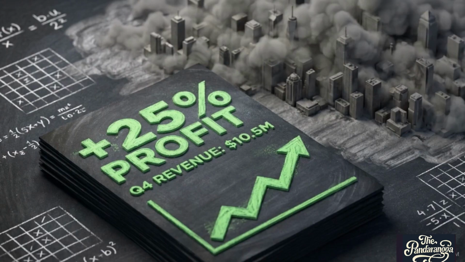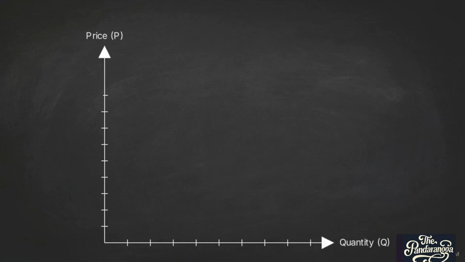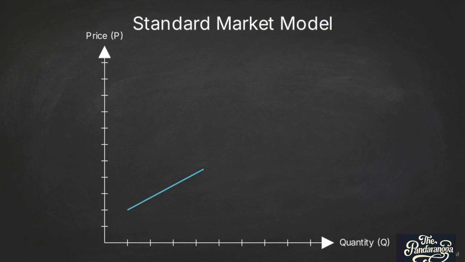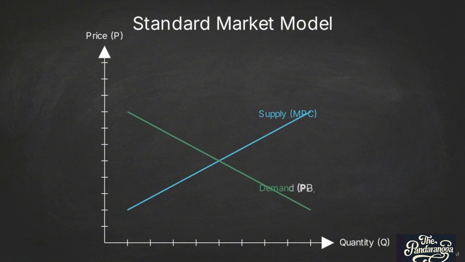Because no one holds the deed to the ocean, the cost of polluting it is zero. The market reaches an equilibrium, but it is a false one, calculated based only on private ledgers. This chart shows that false equilibrium. In a standard market model, the supply line represents the marginal private cost of production, and the demand line represents the private benefit. They intersect to set the market price and quantity.